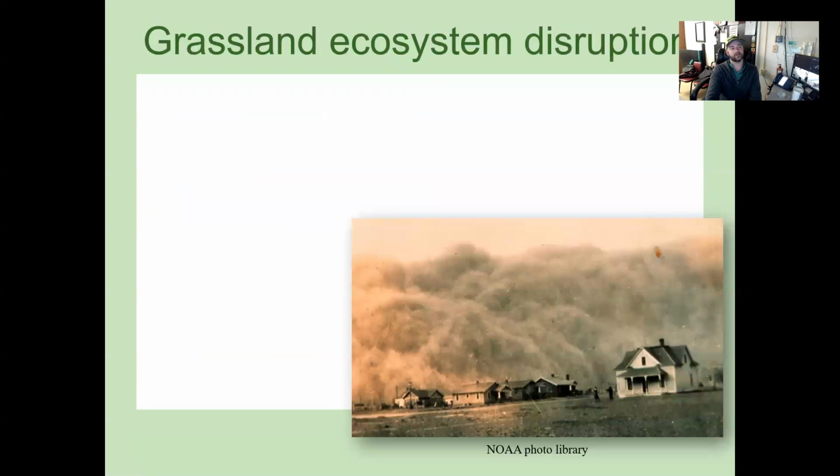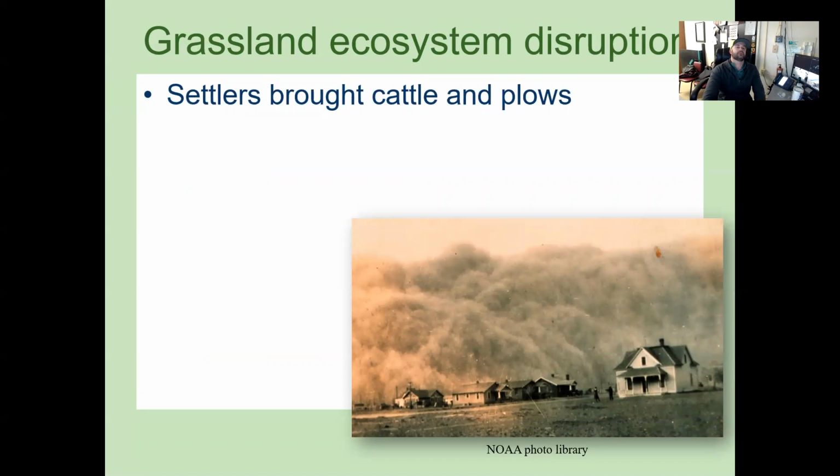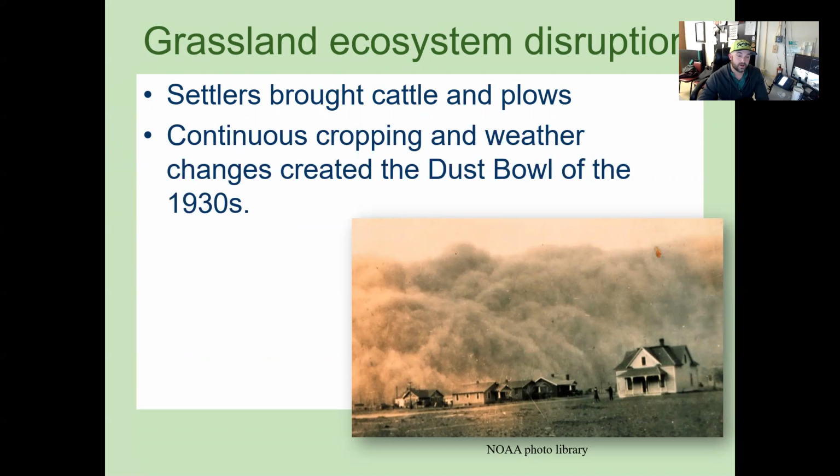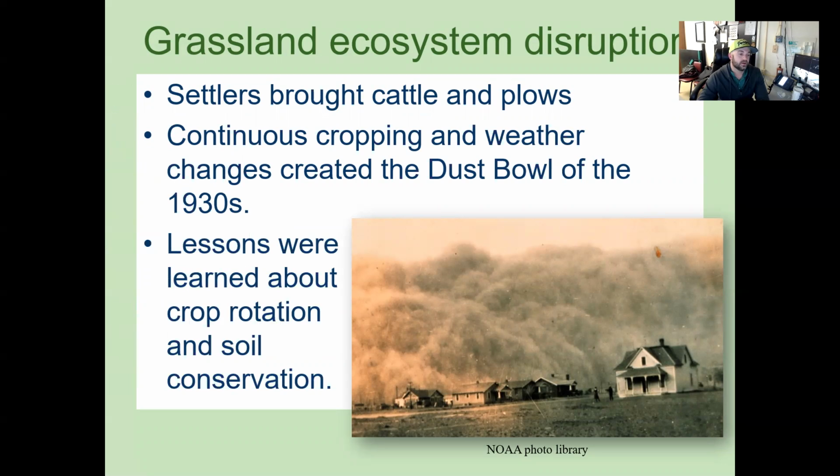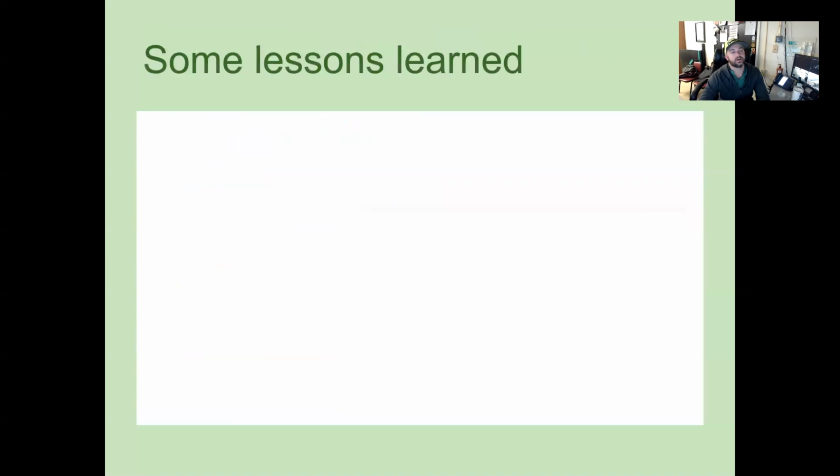So the human impact here: grassland ecosystem disruption. Settlers brought cattle and plows. Continuous cropping and weather changes created the Dust Bowl of the 1930s. Lessons were learned about crop rotation and soil conservation. So anytime you have a crop, you should change it the next year.